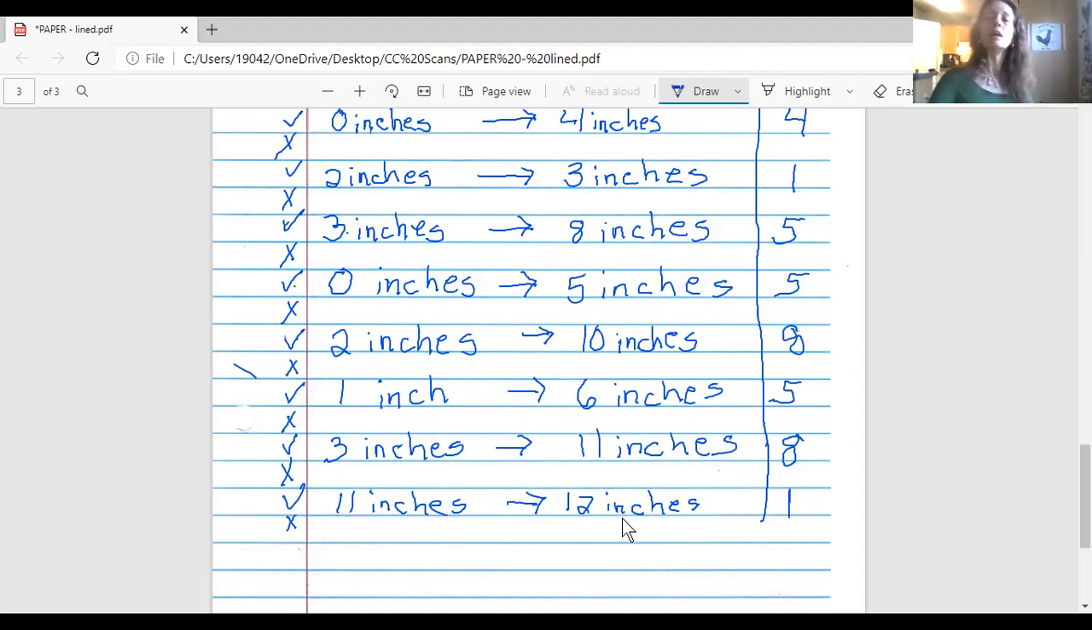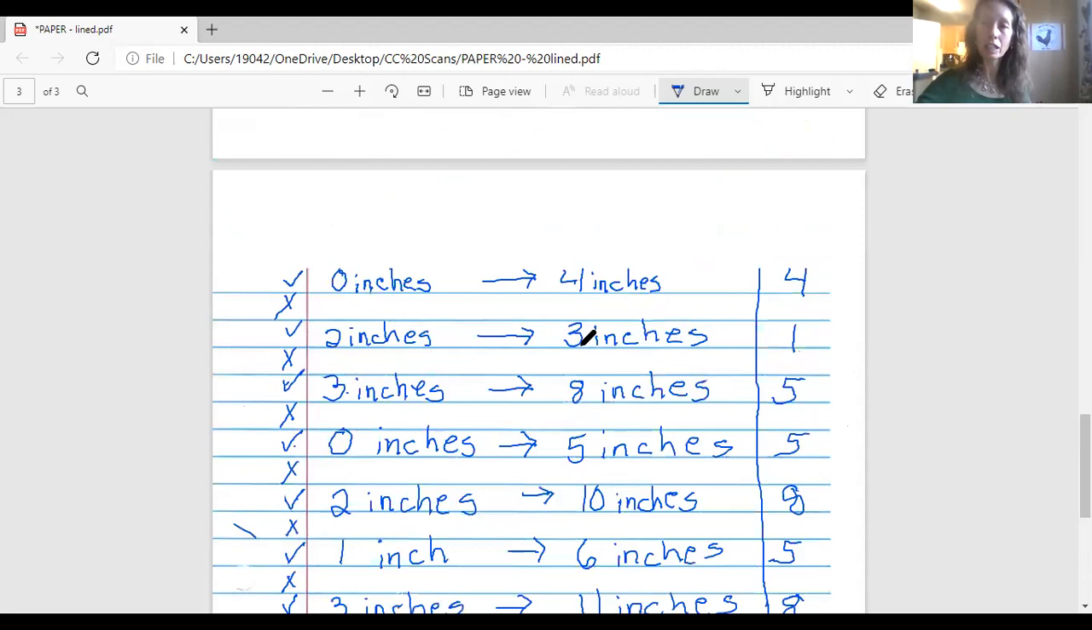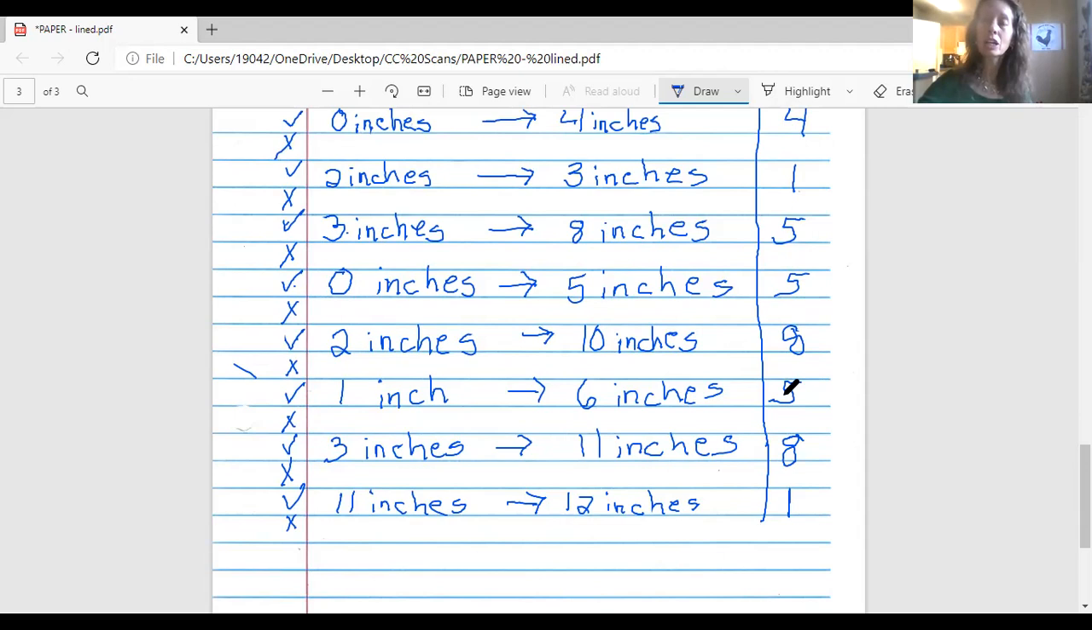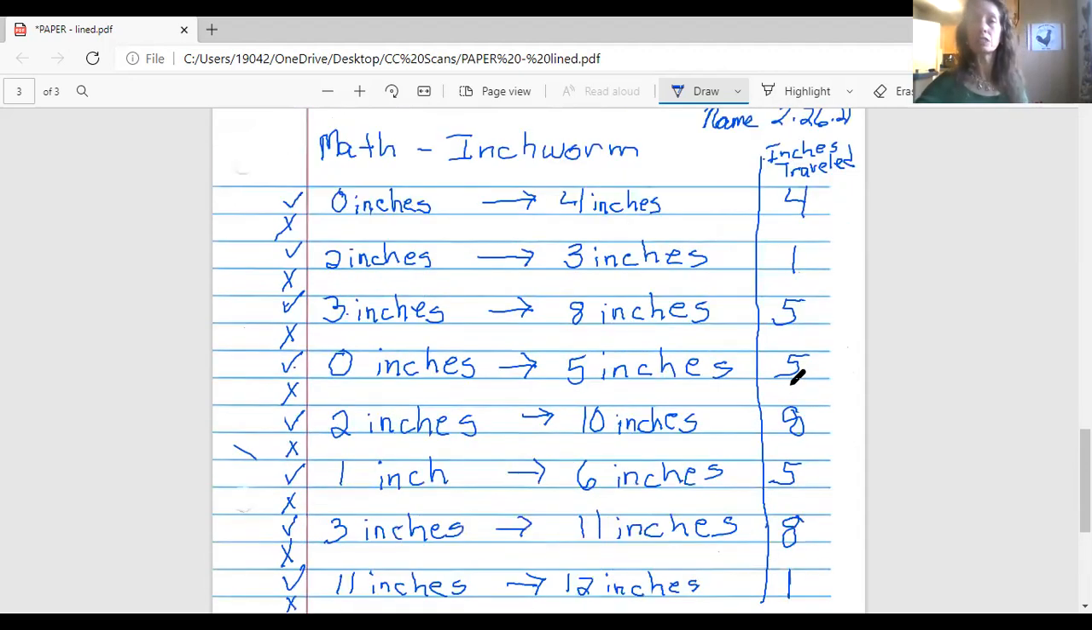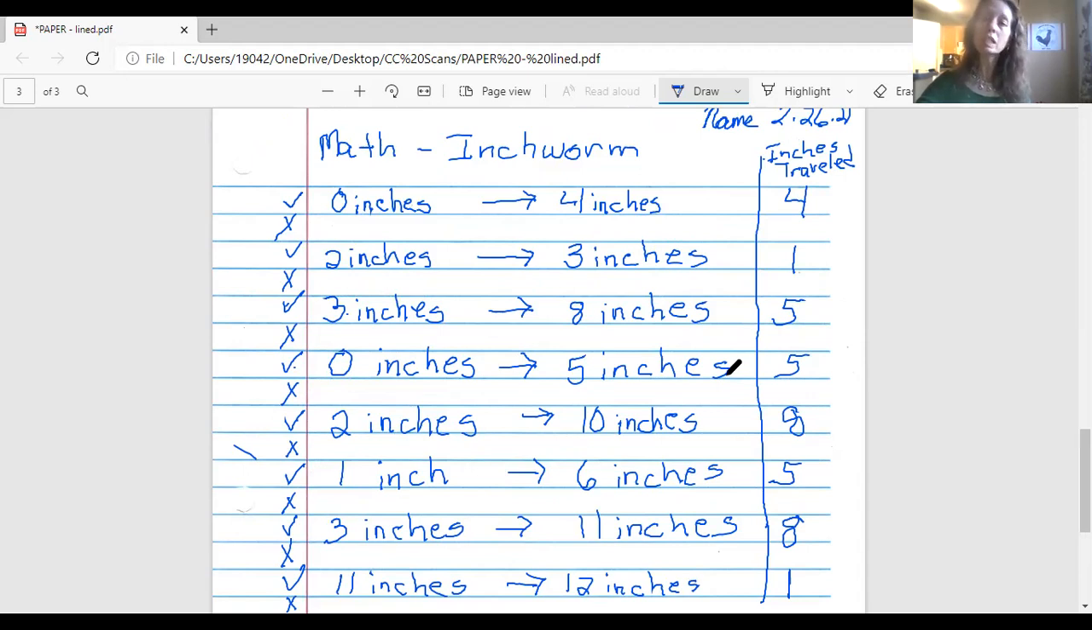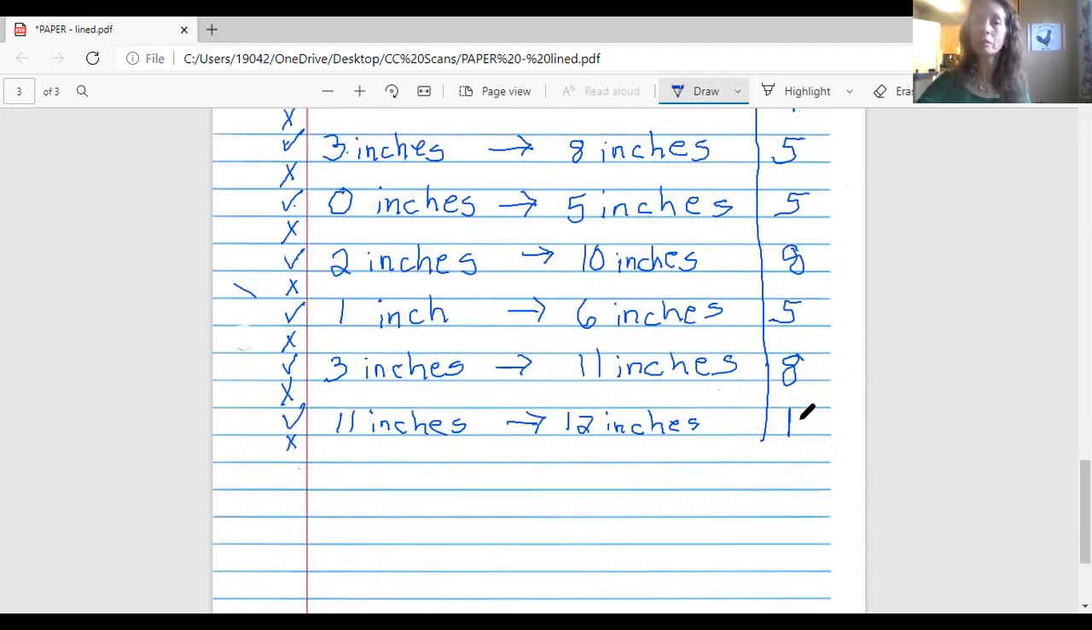Okay. Now, let's take a look at our data here. We can use this data to make a graph. All right? We can find out lots of things from this. We can find out on what trip did he travel the most? Which one has the highest number? Well, there's an 8 and there's an 8. So we have a tie. Both of these, he traveled 8 inches. And we could say, on what trips did he travel the shortest distance? Well, if we look on this trip, he traveled 1, and this trip he traveled 1.